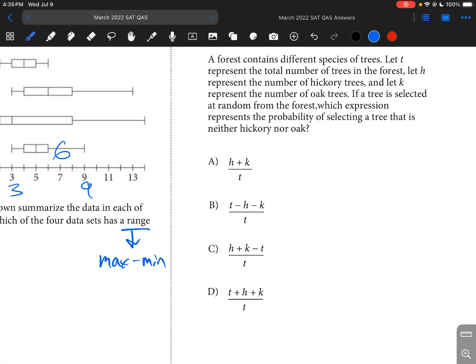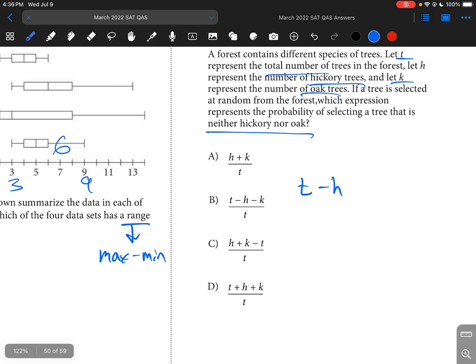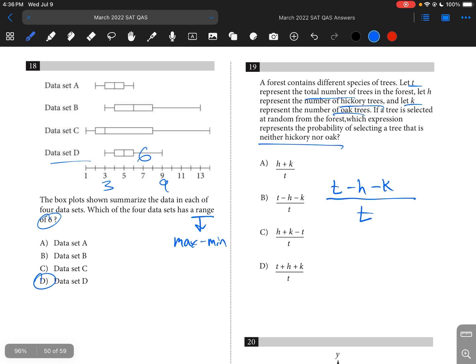A forest contains multiple species of trees. T is the total. Okay. H is hickories. K is oaks. If a tree is selected at random, what is the probability of selecting a tree that is neither hickory nor oak? Okay, so you have your total, and you're not picking out a hickory tree, so you have to take away H, and you're also taking away an oak tree, which is K. So that is your possibilities of what you're going to get, and you have to do probabilities divided by your total. So this is the relationship.